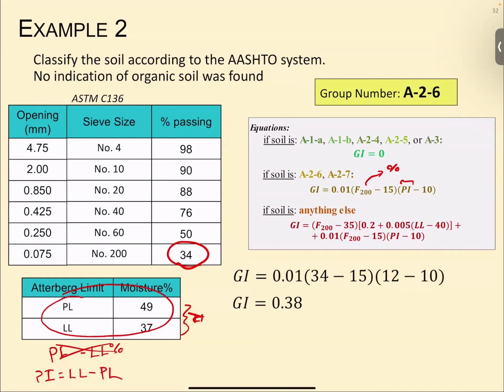I think the liquid limit should be the higher one, because that doesn't make any sense. That would be the negative number. That's what I'm saying. The equation for the plasticity index should be the liquid limit minus the plastic limit. So the liquid limit, I think, should be 49, and the plastic limit should be 37. Those numbers should be switched.